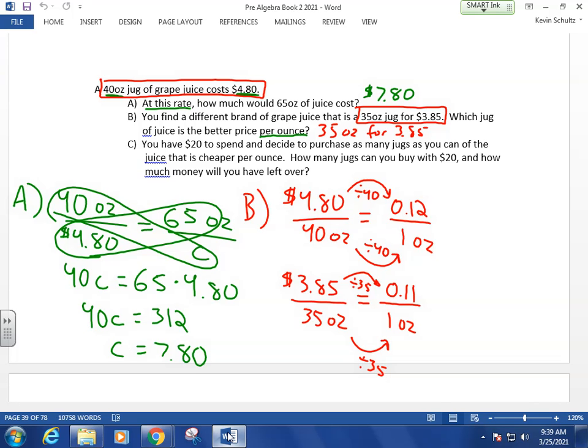Okay, letter C. You've got $20 to spend and decide to purchase as many jugs as you can of the juice that is cheaper per ounce, which we now know is this 35 ounces for $3.85. How many jugs can you buy with 20 bucks? And how much money will you have left over? This one isn't really a proportion question. It's just kind of like a dealing with life question. If you've got a certain amount of money to spend and you know how much something costs, how much can you buy with that much? Okay. How are you going to work this out here?